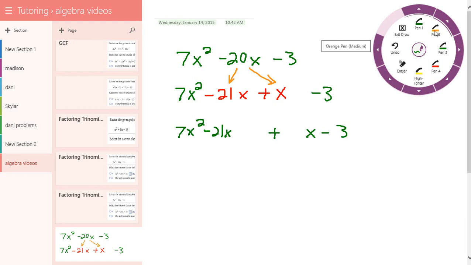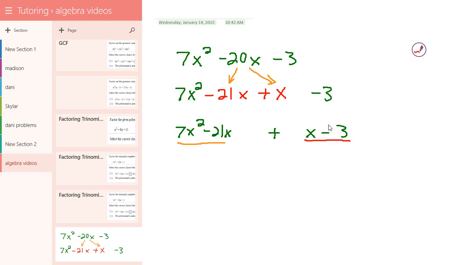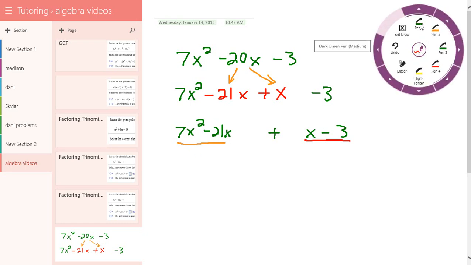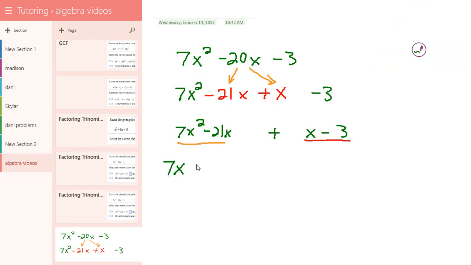Then we factor these separately. I'm going to factor this, and then I'm going to factor this separately. Now this one we don't really need to factor, but these two, from the work we did in a previous assignment, have some common factors. 7 and 21 both have a 7, and they both have an x. So I'm going to pull that out. That leaves x minus 3 plus x minus 3.